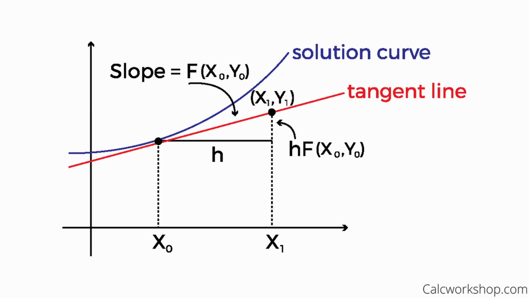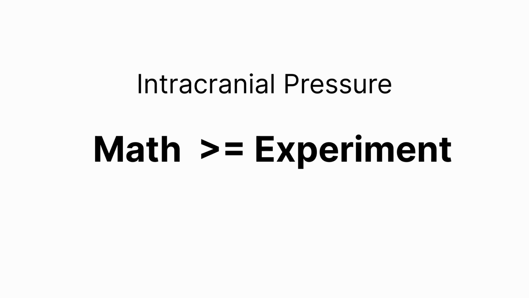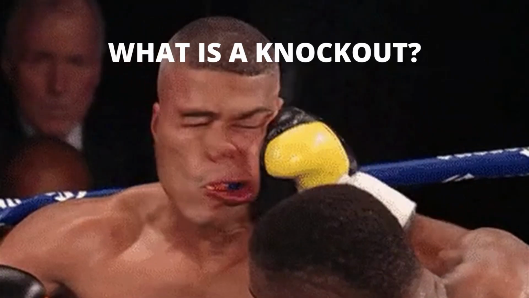And finally, code the Euler integration equivalent of the model and iterate through impact velocities while recording peak intracranial pressures. Once the pressure from the model is greater than that of the experiment, we will have our required impact velocity, which can then be used to calculate the knockout drop height. But firstly, what is a knockout?